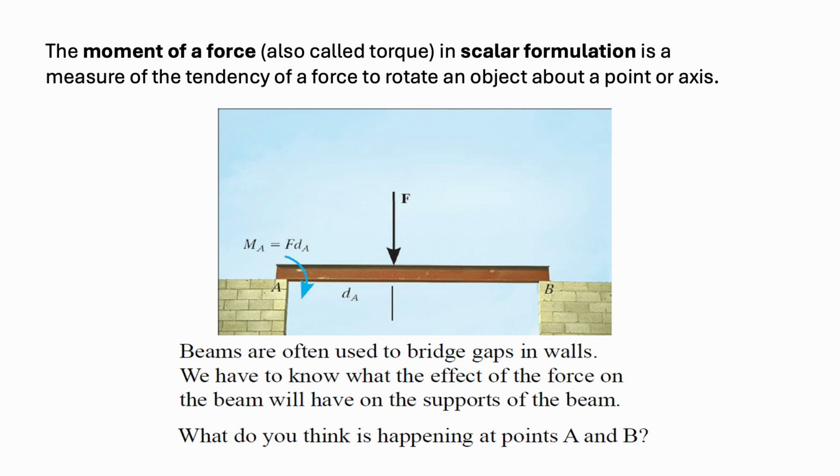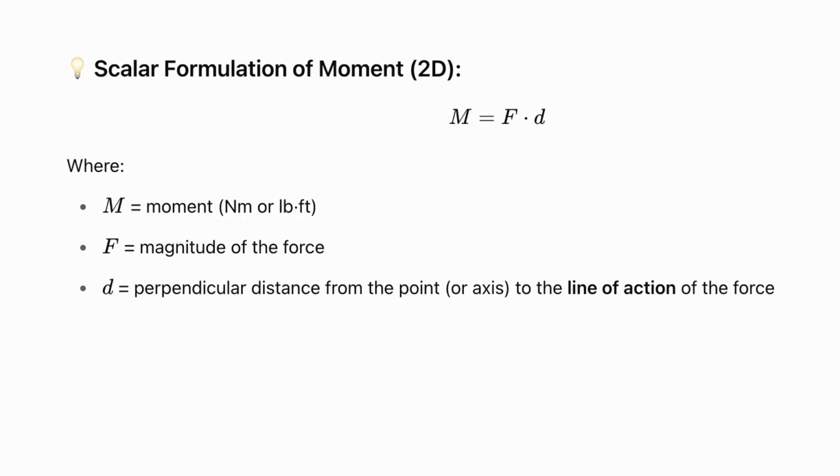We will have a torque at point A, which will be F times dA, which is the perpendicular distance to the point A, but also we will have a moment at point B, which will be F times dB in this case, which will again be a perpendicular distance. So the scalar formulation will be M equals F times d.